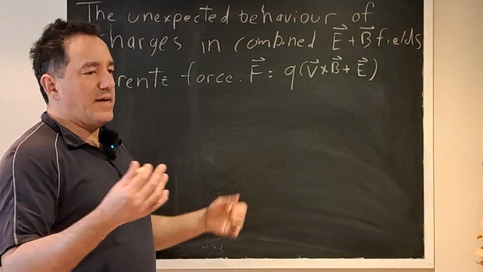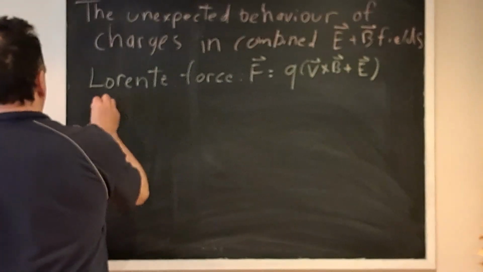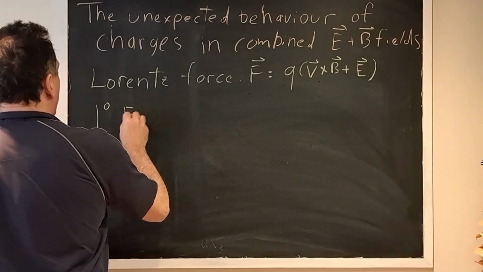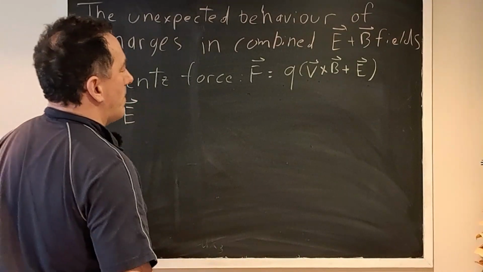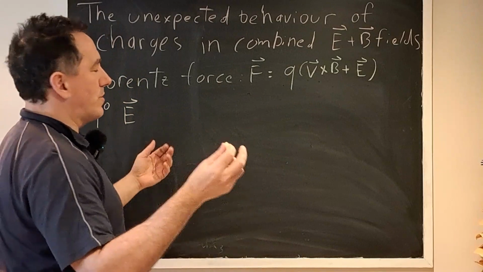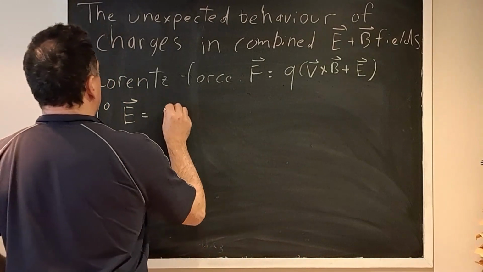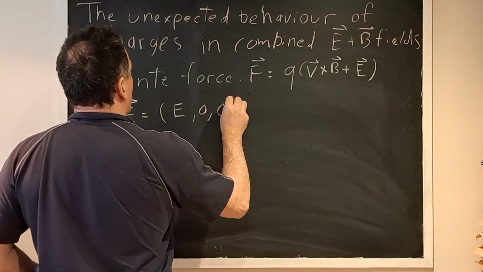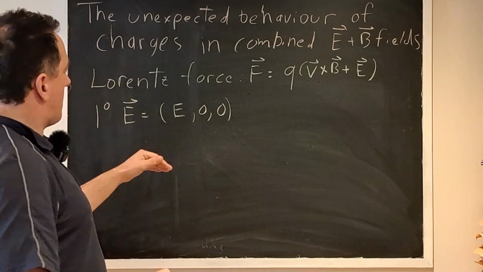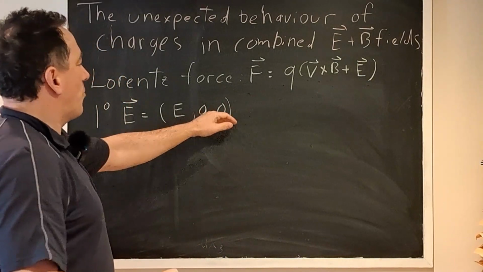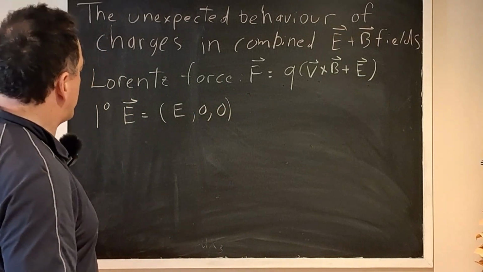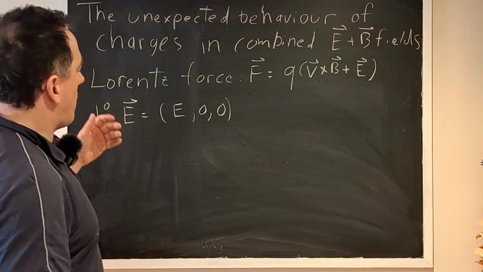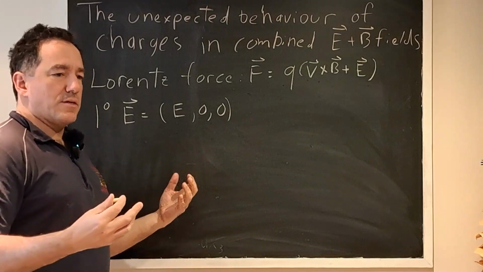And the simplest case, of course, is with the electric field in a single direction. Like, for example, the electric field is E0, 0, 0, so along the x-axis, and no component on the y and z axis. And let's suppose we have a particle that's initially at rest.